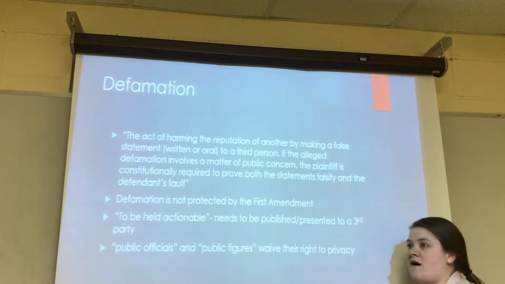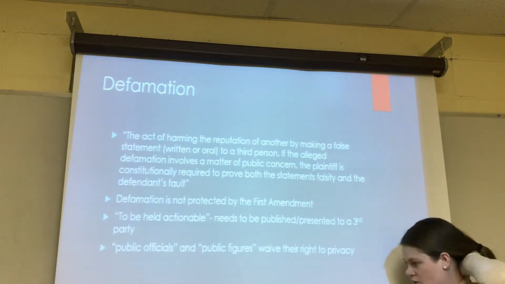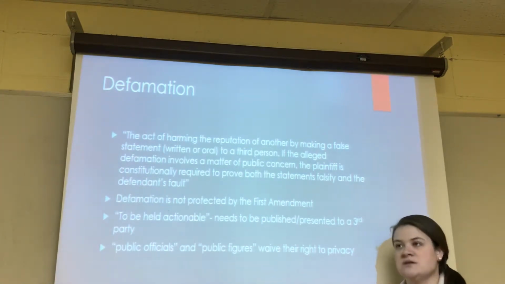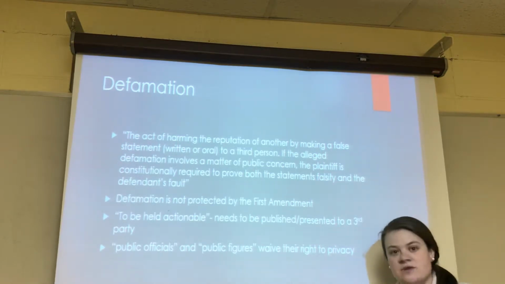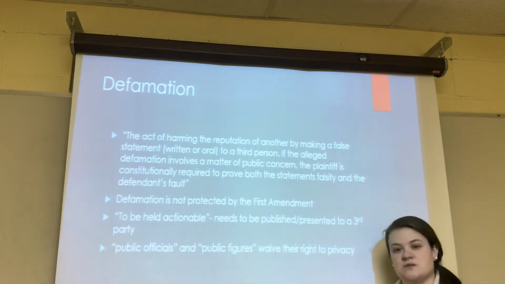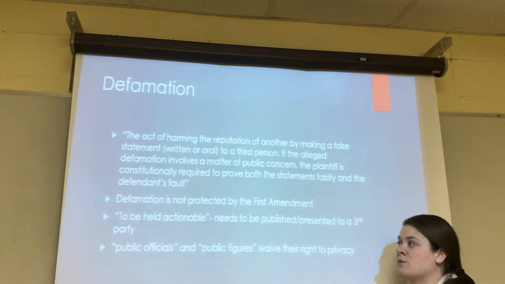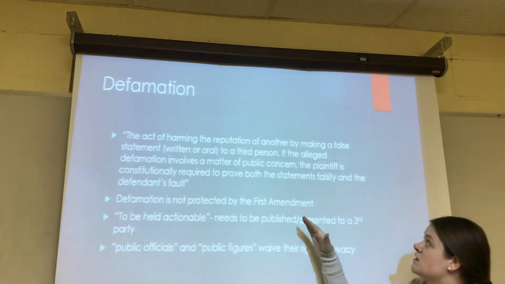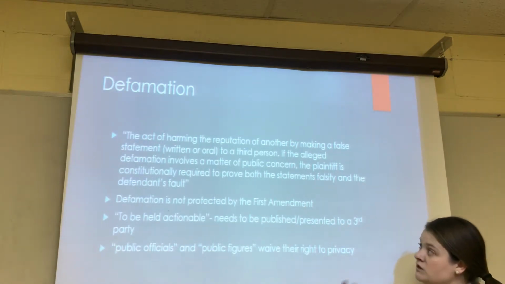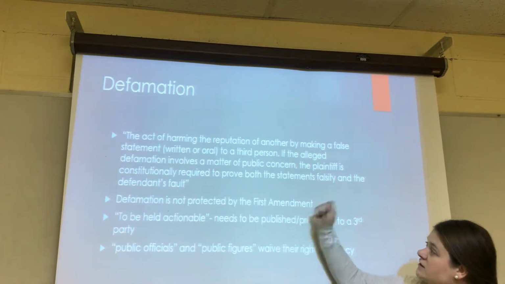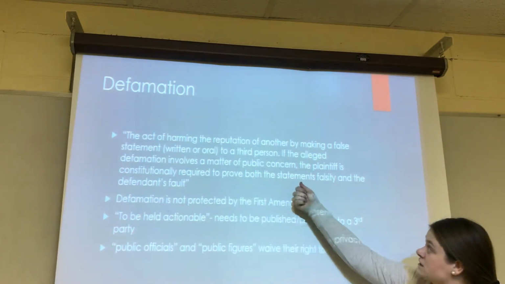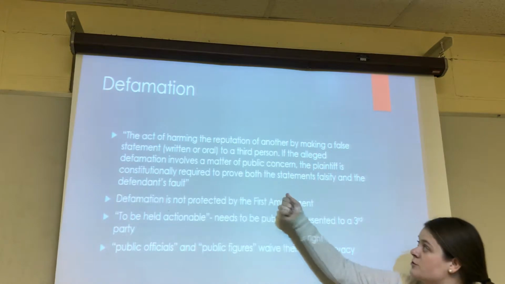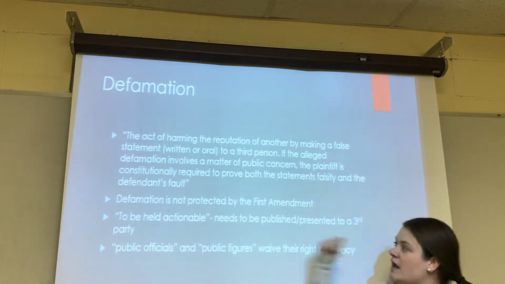Okay, the next one we have, I've mentioned earlier that emotions and the mental side of things are something that you could also press charges for. So it's not just physical injury, physical damages, financial damages. The emotional side could also be a factor. So defamation: the act of harming the reputation of another by making a false statement, written or oral, to a third person. If the alleged defamation involves a matter of public concern, the plaintiff is constitutionally required to prove both the statement's falsity and the defendant's fault.